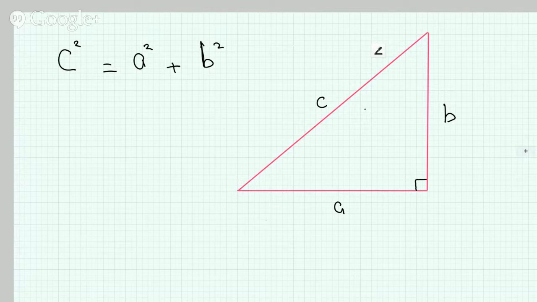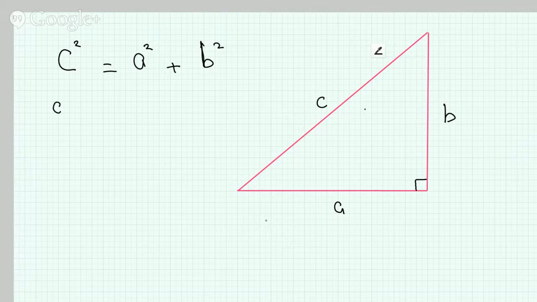Now, it doesn't matter who A and B are. You can swap them, but it does matter who C is. C has to be the hypotenuse, or the side facing the 90-degree angle. The other sides, A and B, don't matter. So if you know any two sides in this triangle, you can calculate the third.